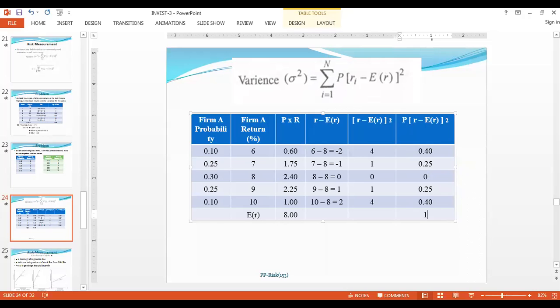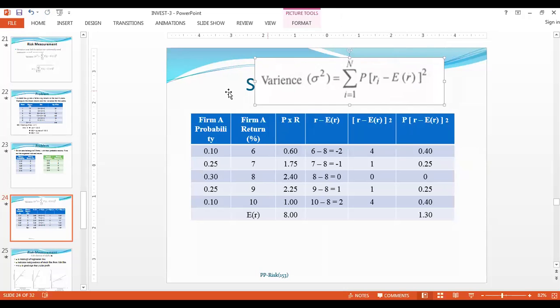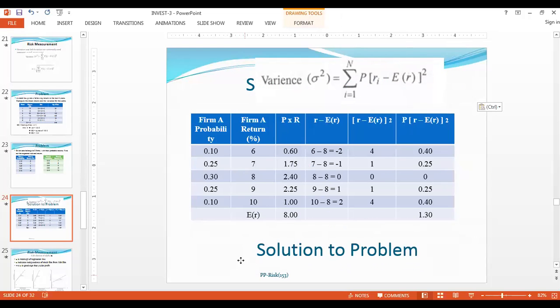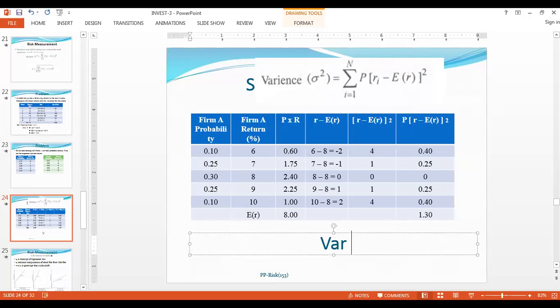Is it coming to 1.3? So 1.30 is the answer. What answer is this? This entire answer. Please pay attention. This entire answer is 1.3. That means what have you done? What have you calculated right now? Variance, sir. So you have calculated the variance. So variance is equal to 1.30.